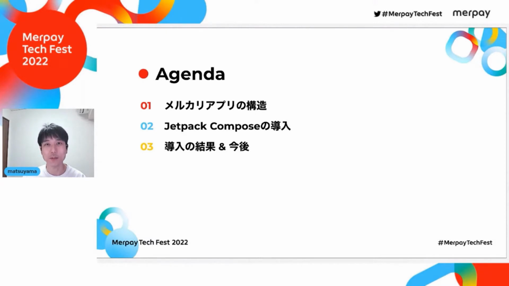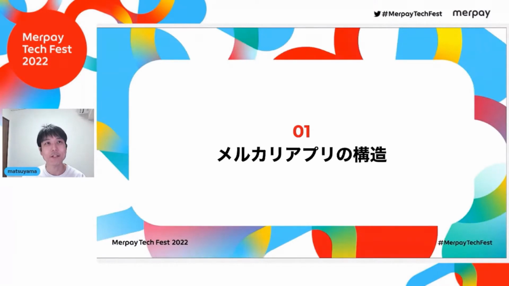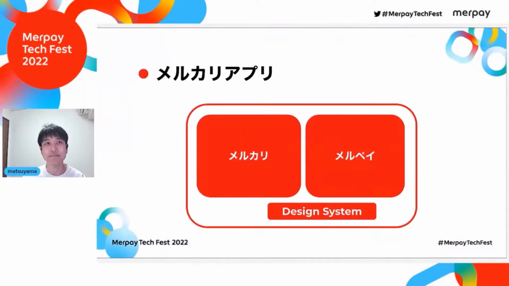First of all, let's talk about the structure of the Mercury app. The Mercury app is currently structured like this. In one application, there's the Mercury part, a Merpay part, and a design system that is shared by both. In reality, the Mercury shops and other services developed by Shozo Inc. are also included, but for the sake of simplicity, we included them in the Mercury part of the app. Also, the design system is not spread across the entire width of the screen because it was created halfway into the project, so it's not applied to all screens.